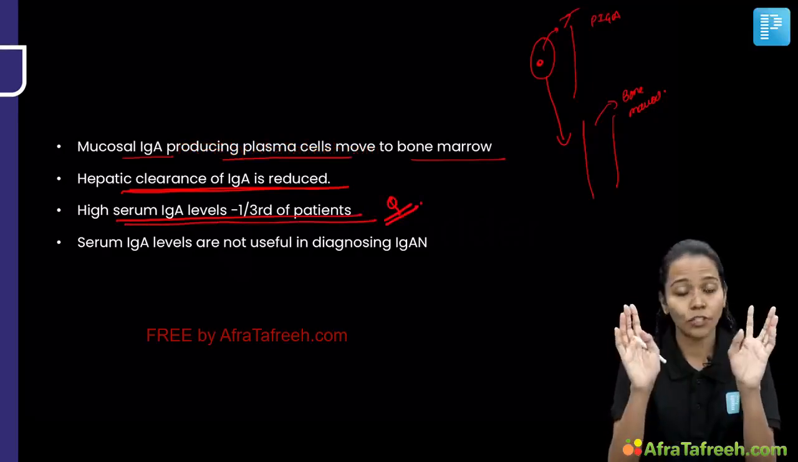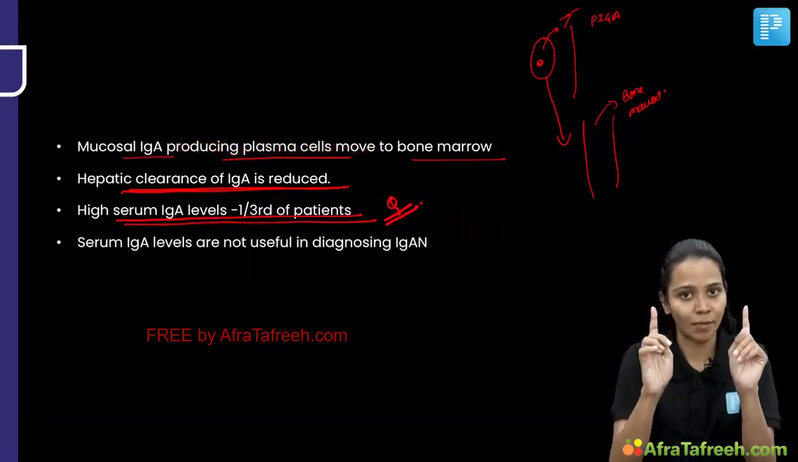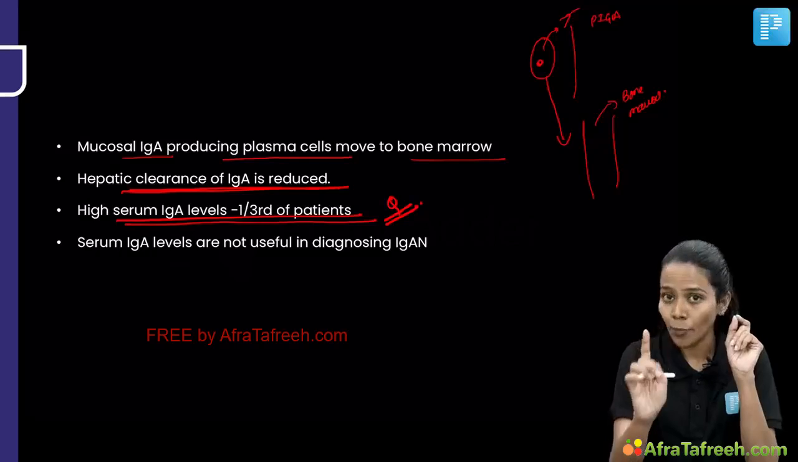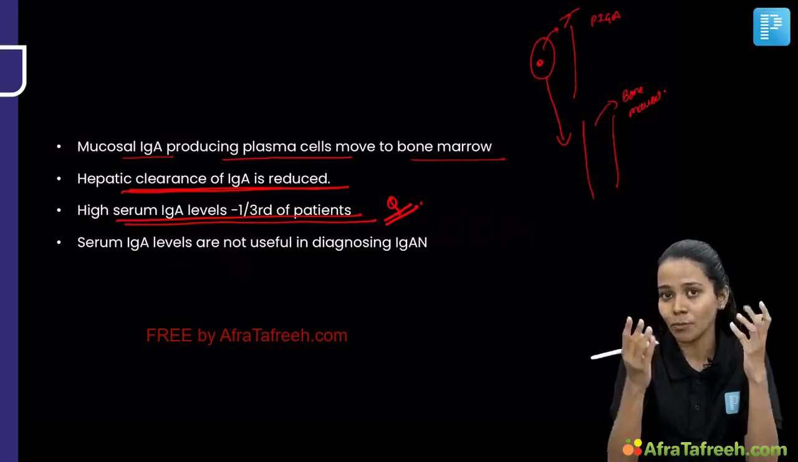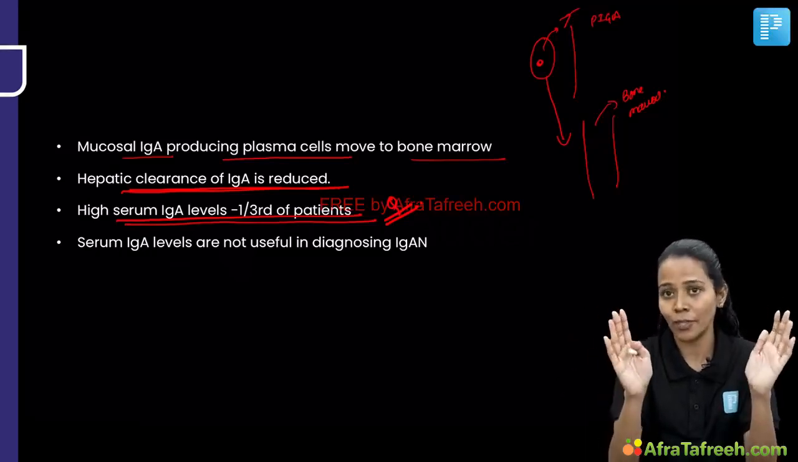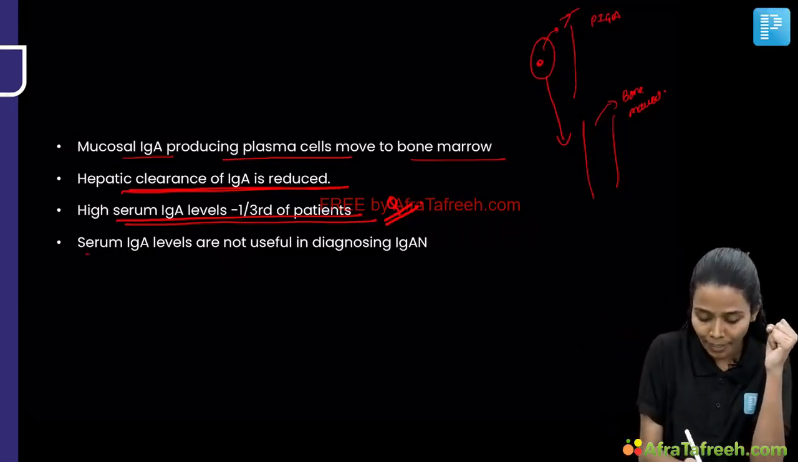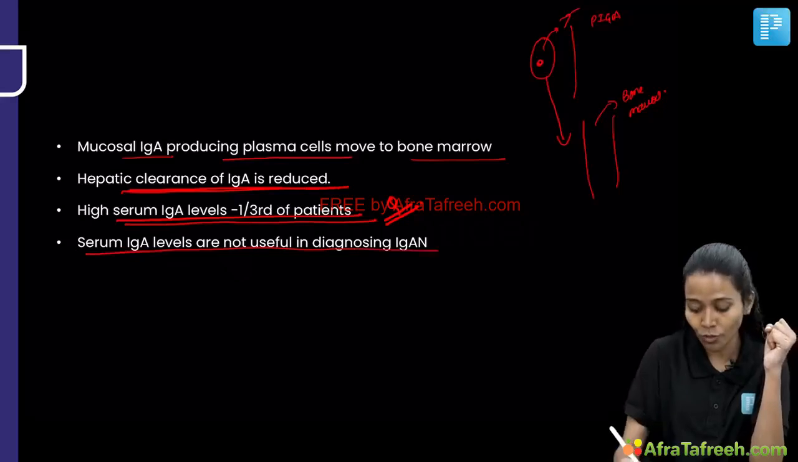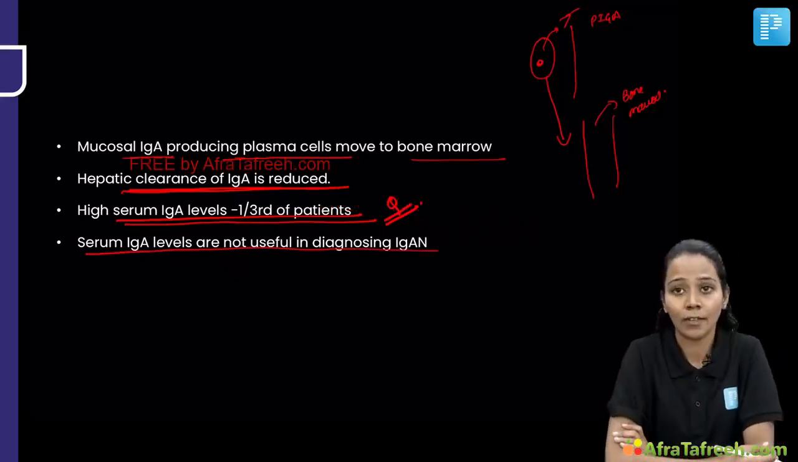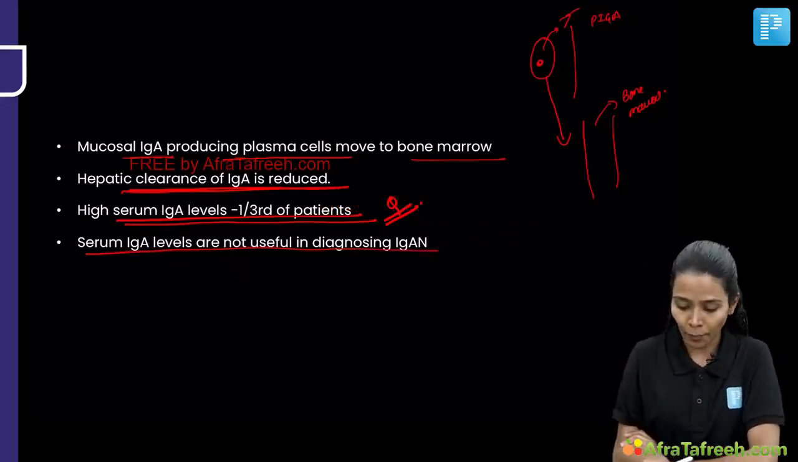Not all patients of IgA nephropathy have high serum levels of IgA. Only a few patients, approximately 30%, that is one-third of patients, have high serum levels of IgA. So serum IgA levels are not useful in diagnosing IgA nephropathy. You cannot use serum levels to diagnose IgA nephropathy.